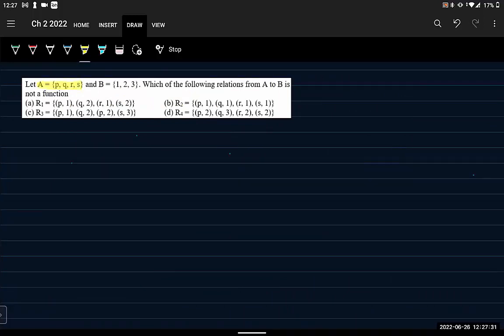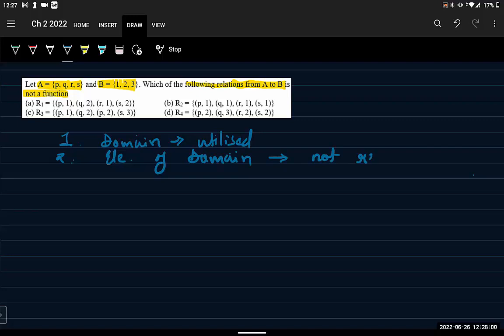Set A is equal to P, Q, R, S. Set B is equal to 1, 2, 3. We have to check which of the following relations from set A to set B is not a function. The conditions for any relation to be a function: the first condition is that all the elements of the domain must be utilized. The second condition says all elements of the domain cannot be repeated. So the first element should not be repeated in the ordered pairs.